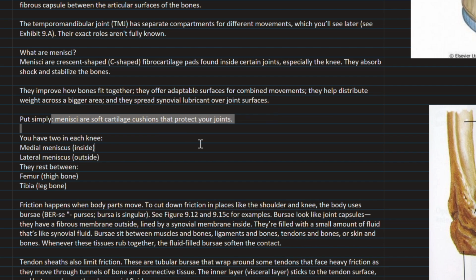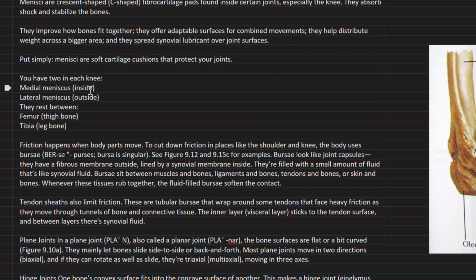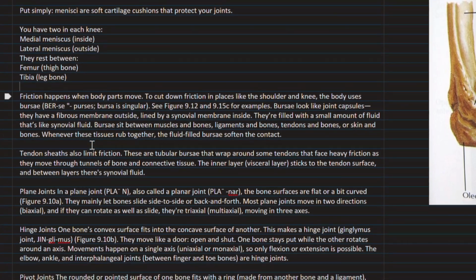Put simply, menisci are soft cartilage cushions that protect your joints. You have two in each knee. Medial meniscus inside. Lateral meniscus outside. They rest between the femur, thigh bone, and tibia, leg bone.